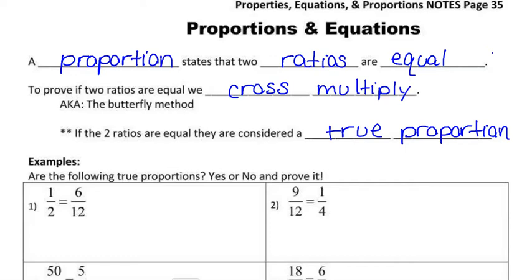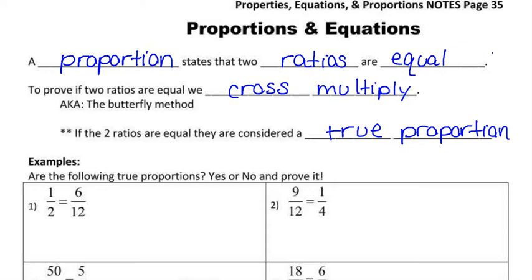In this video, we will be discussing proportions and how they relate to equations. A proportion states that two ratios are equal. To prove if two ratios are equal, we cross-multiply them, which is also known as the butterfly method, which you may have learned in 5th grade. And if the two ratios are equal, they are considered what is called a true proportion.